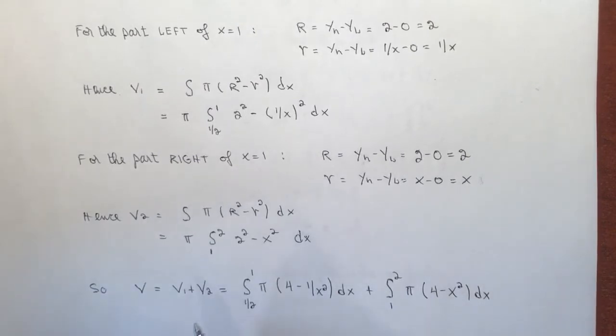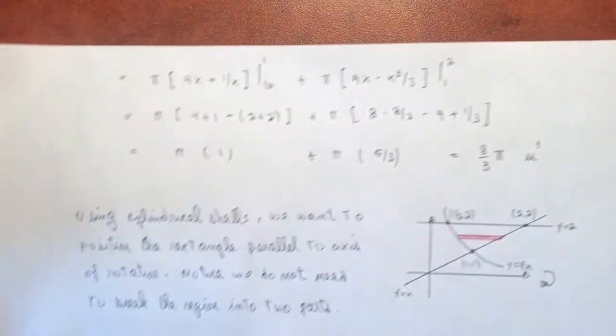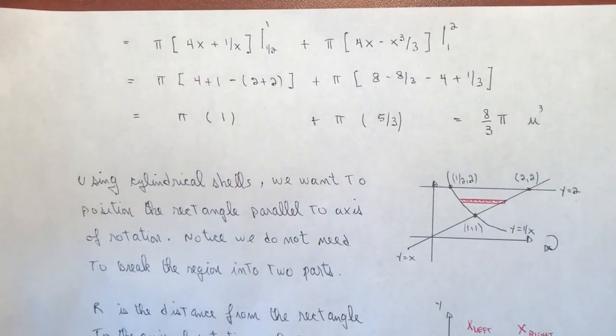We add the two, V1 plus V2, so the integral from 1/2 to 1 of pi times 2 squared, which is 4, minus 1 over x squared, plus the integral from 1 to 2 of pi times 2 squared, which is 4, minus x all squared, which is x squared itself. So let's finish this calculation over here. What is it that we get?